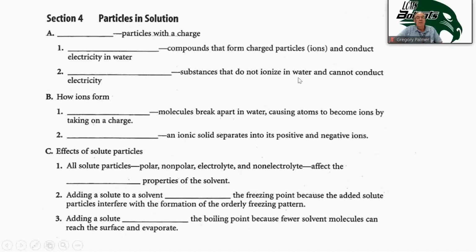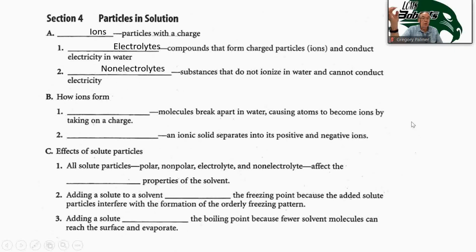Now, particles in solution. Part of this should be a review from what we did earlier in the year. We already know that ions are particles with charge. Electrolytes are compounds that are formed by charged particles or ions and conduct electricity. So, like if you play sports, you know the Gatorade contains electrolytes. So they're dissolved salts that help your body conduct electricity. Electric impulses go from your brain to your muscles, and it's what allows you to move around. It's why it helps you not get cramps.